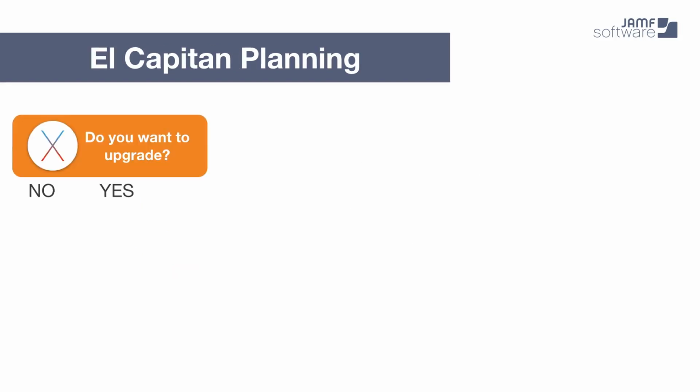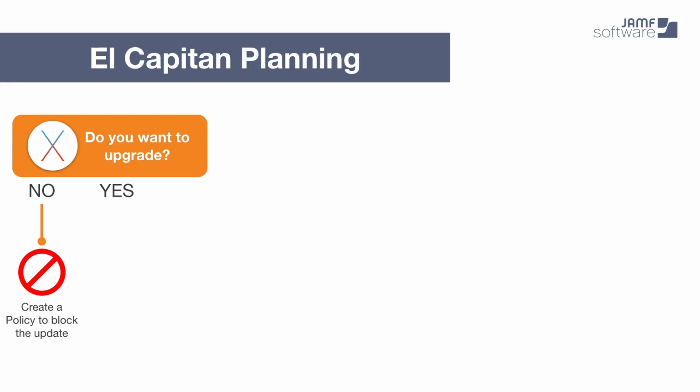With El Capitan, though, you've got a lot more control. So you can ask yourself up front, do you want to do this upgrade? And if the answer is no, we're not ready yet for El Capitan, maybe you've got some internal systems or apps that just won't work on there, you can create a policy inside of the JSS to block the newest version of El Capitan. In fact, you can block any upgrade on Mac.